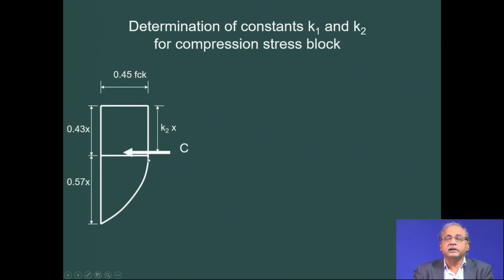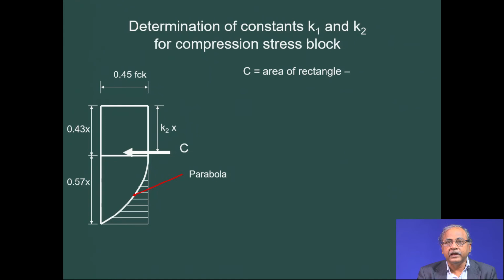For the working stress method, it is 1/3 of x, that means K2 equal to 0.333, but here K2 will be different because of the rectangular and parabolic distribution of stress. So, this portion we have to remove, that is the parabolic portion, then C equals area of rectangle minus area of outer parabola. This is the outer parabola, which equals 0.45 fck x b minus 0.45 fck into 0.57x by 3 into b.